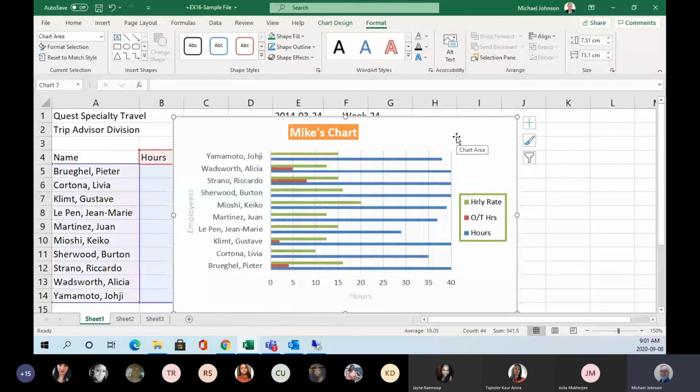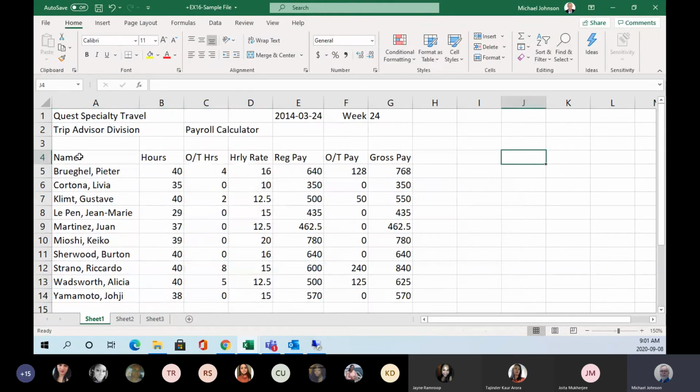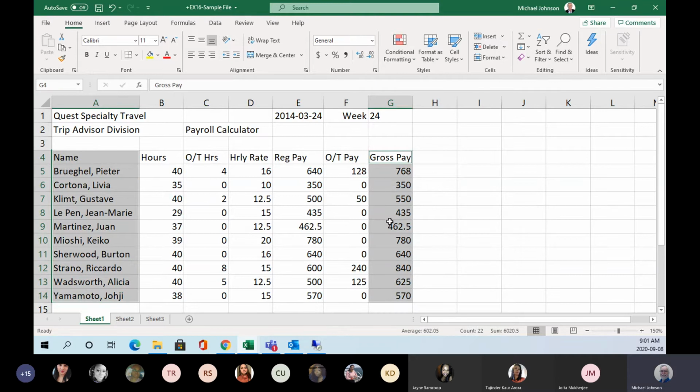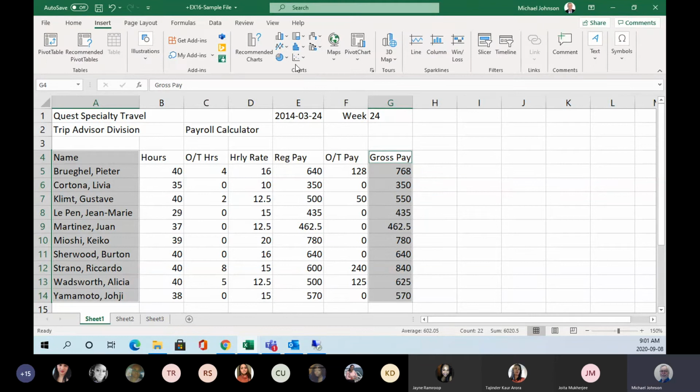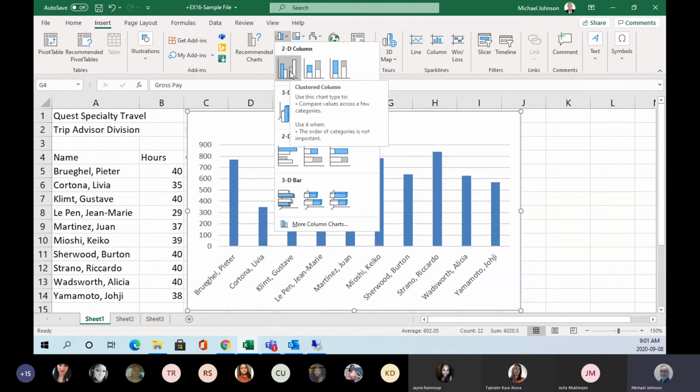So let's come back in here and do this one more time. I'm just going to delete this one. So I'm clicking on the line around it, and I'm going to press delete on the keyboard. And it's history. So this time I'd like another one. And I'm going to select the gross pay. So just those two columns, and I'm going to create a new table. So here we are again, and I'm going to choose our bar. And I'll choose the regular bar. There you go. So there's my regular bars.